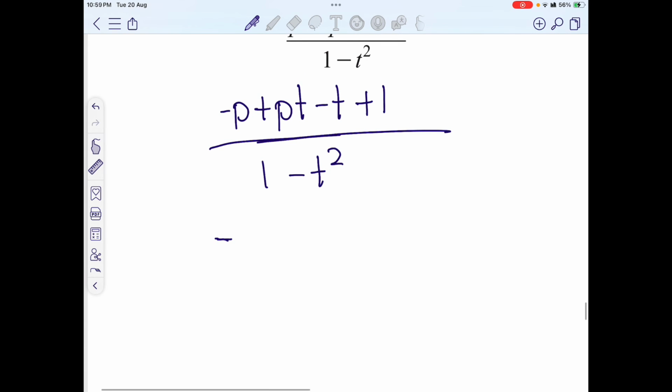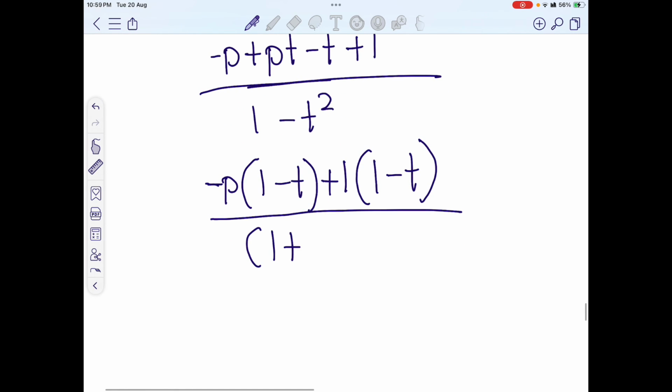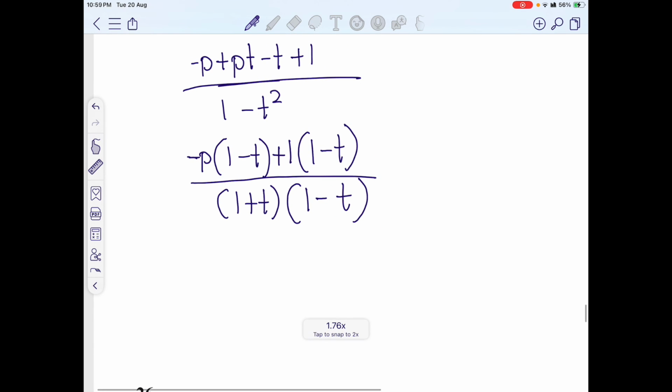When I take out negative p common, that gives me 1 plus t, no, 1 minus t actually, because I want a positive result, the initial denominator is negative, so the final will also be negative. So negative p plus pt, and if I take 1 and put 1 minus t, so 1 into 1 is 1 and 1 into negative t is negative t. 1 minus t squared can be written as 1 plus t and 1 minus t, because 1 into 1 is 1, minus t plus t cancels out, and t into t is negative t squared.